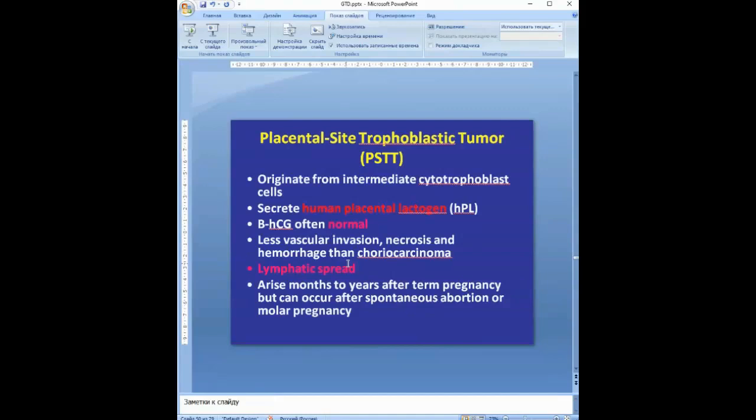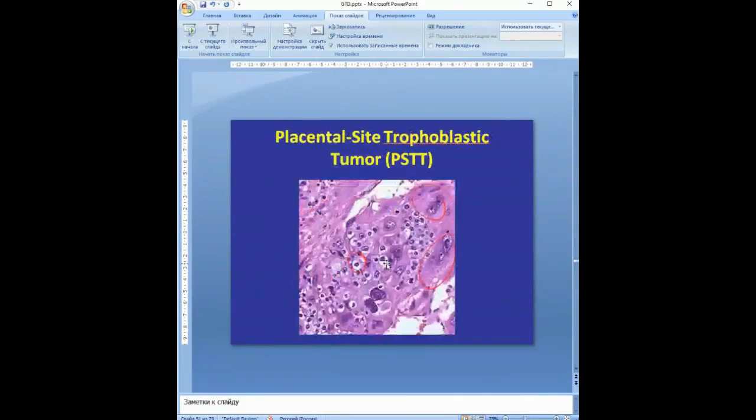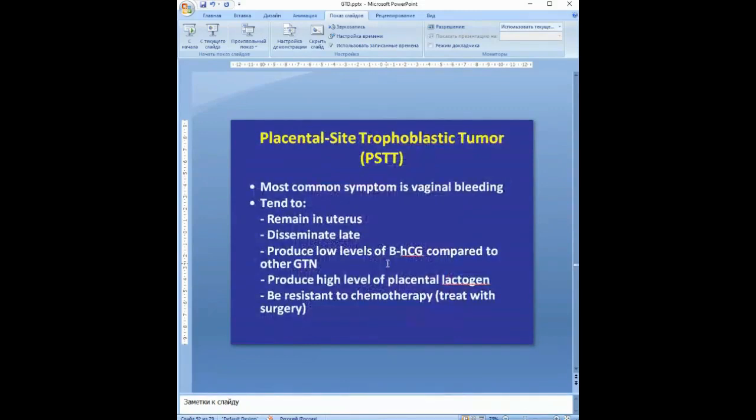Lymphatic spread is common in this pathology. It arises months to years after term pregnancy, but can occur after spontaneous abortion or molar pregnancy. In this picture, you see the presentation of placental site trophoblastic tumor. The most common symptom of placental site trophoblastic tumor is vaginal bleeding, similar to other representatives of gestational trophoblastic disease.